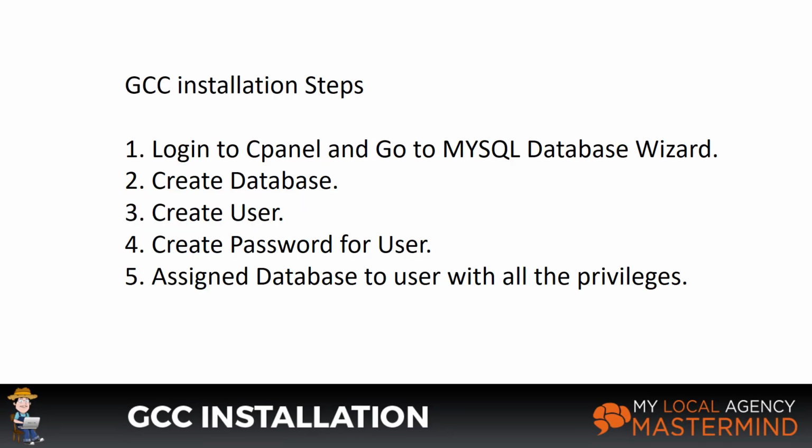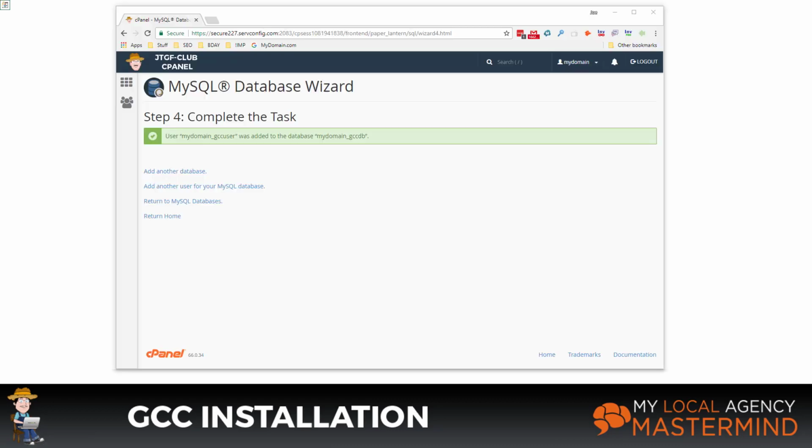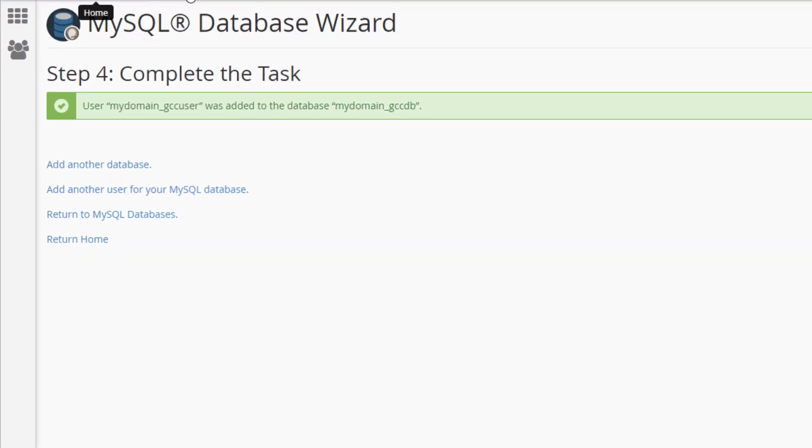Let's see what's next. The next thing you want to do is upload and extract the GCC zip file that should be near this tutorial. And then you want to open the GCC install URL in your browser and accept terms and conditions from the installer. We want to add the host name that we're using, the database info, which we've already created, and then click on check connections, and if connections successfully, click on next to proceed further. So let's do that.